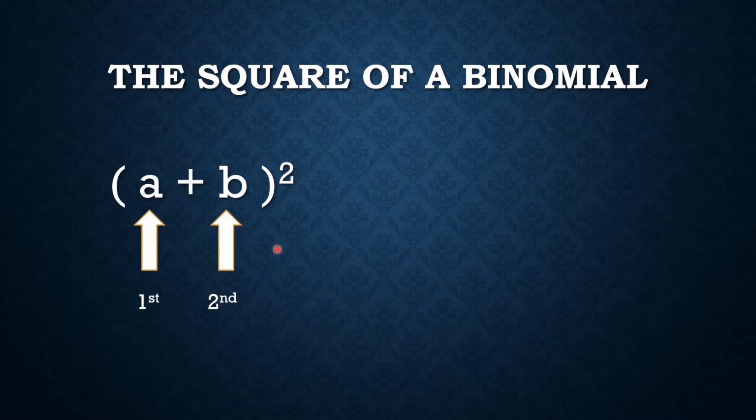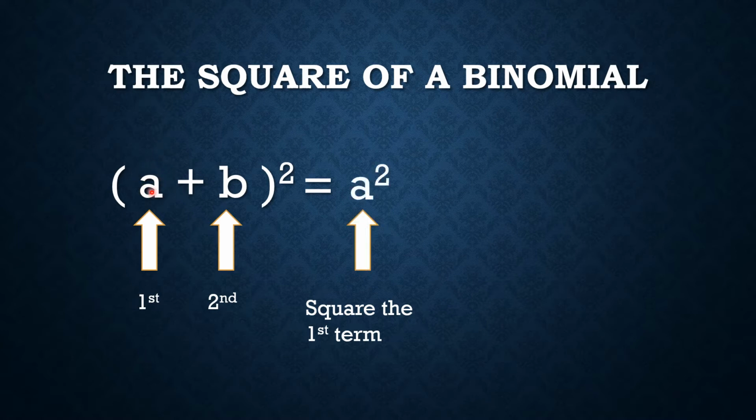So the first step in squaring this binomial is to square the first term. So meaning to say, A must be squared. A must be multiplied by itself. And that gives us A squared.